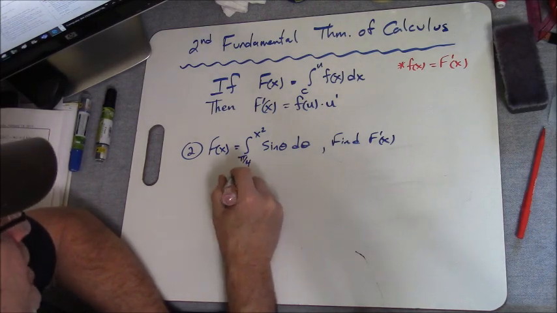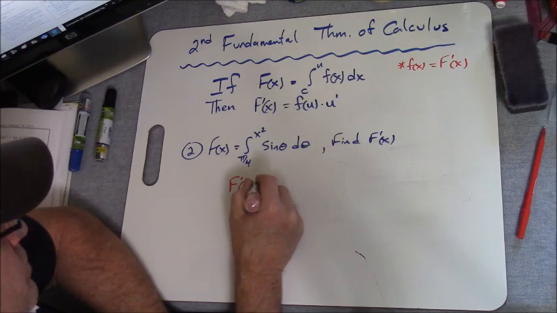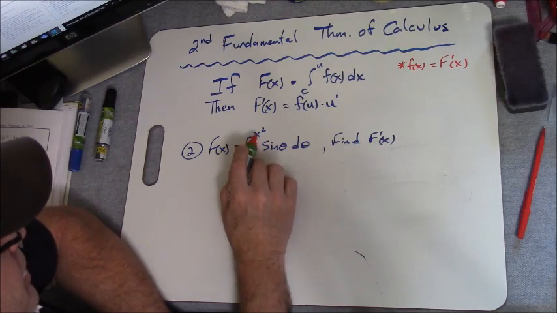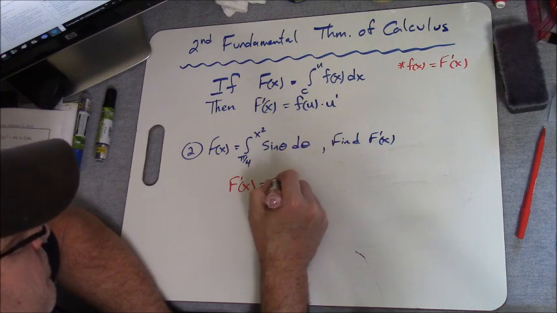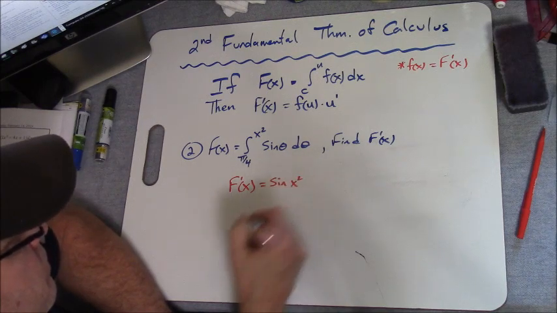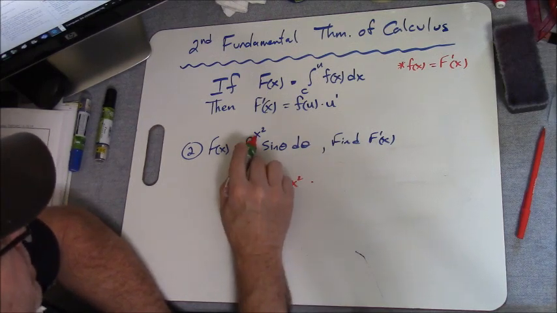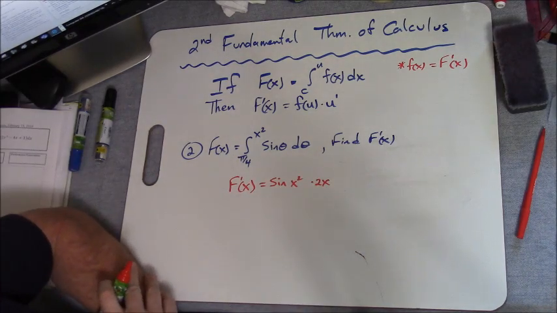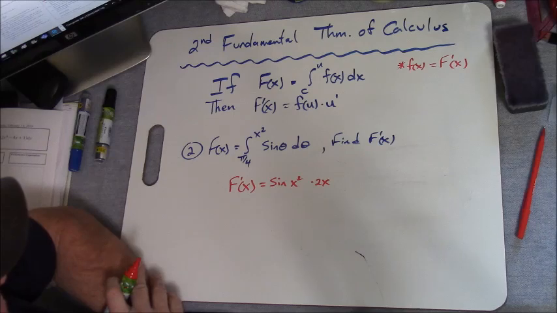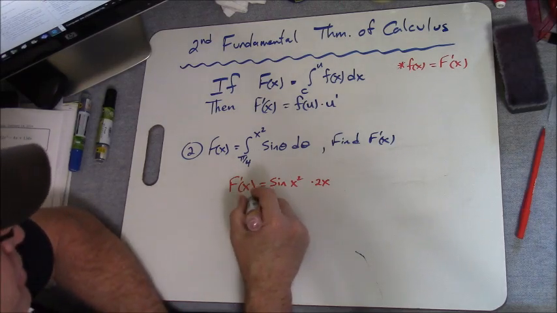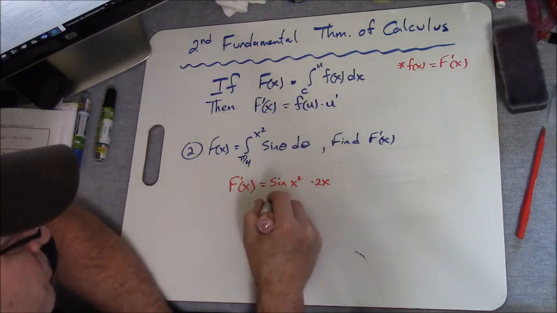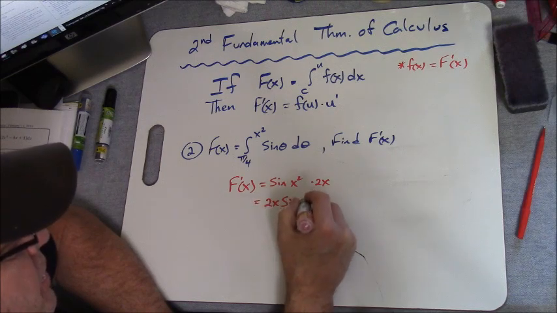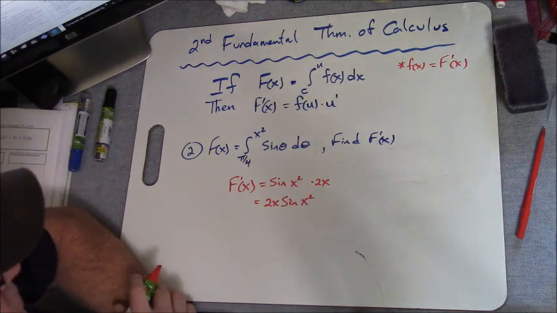All right, so all I have to do is plug that expression in right here, sine of x squared, and then multiply by the derivative of that. That's it. I'm done. Right? So these problems are supposed to be easy. So 2x sine of x squared.